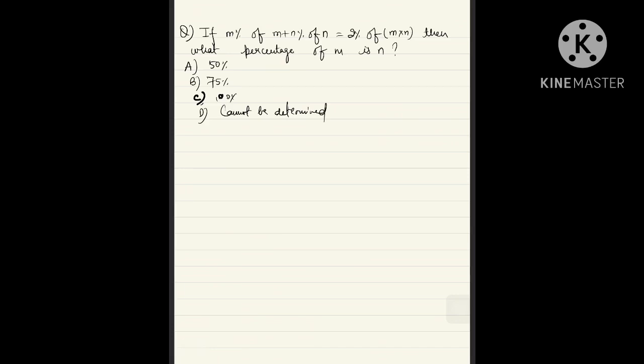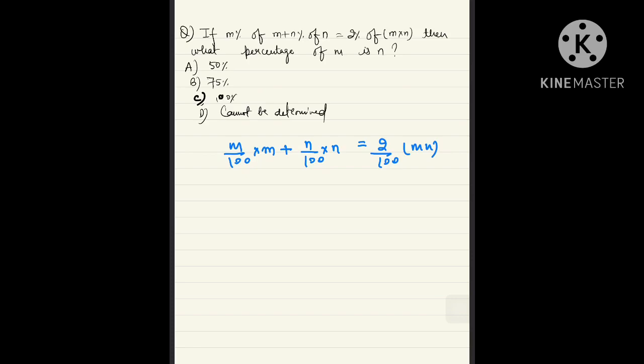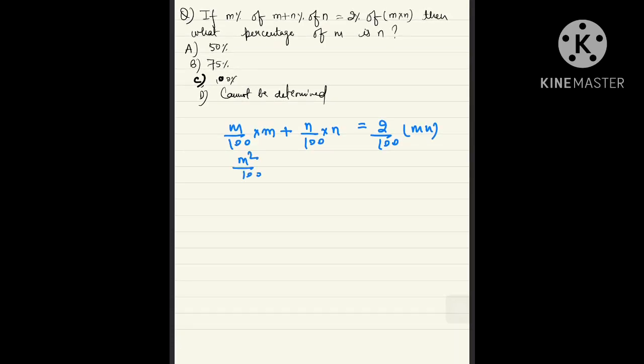Now this question: if m% of m plus n% of n is 2% of m into n. Okay, try to solve it on your own. And okay, now I'm going to solve it. m%, that is m per 100 of m, plus n%, that is n by 100 into n, is 2% of m into n. We can write it mn. Okay, so m square by 100 plus n square by 100 is 2m into n by 100. If we solve it, we will get m square plus n square is equal to 2mn.